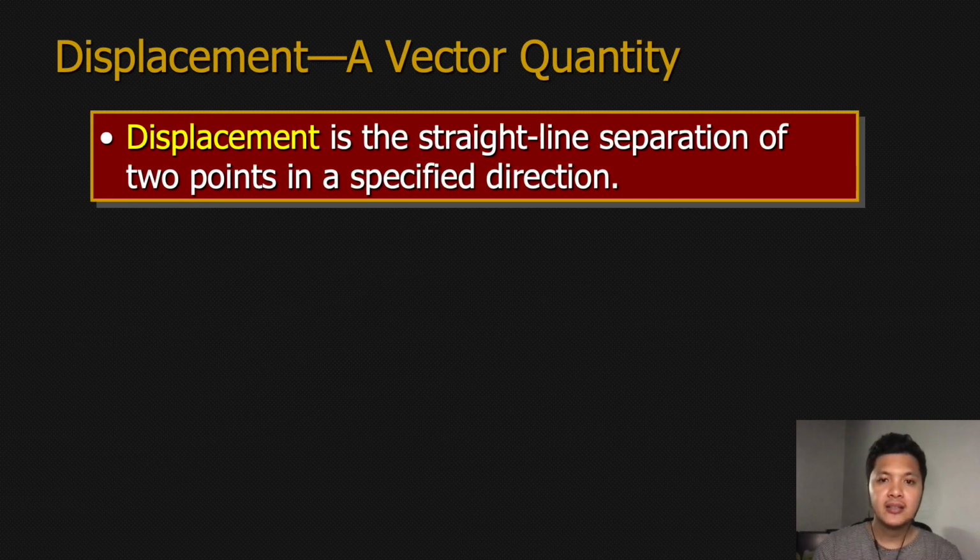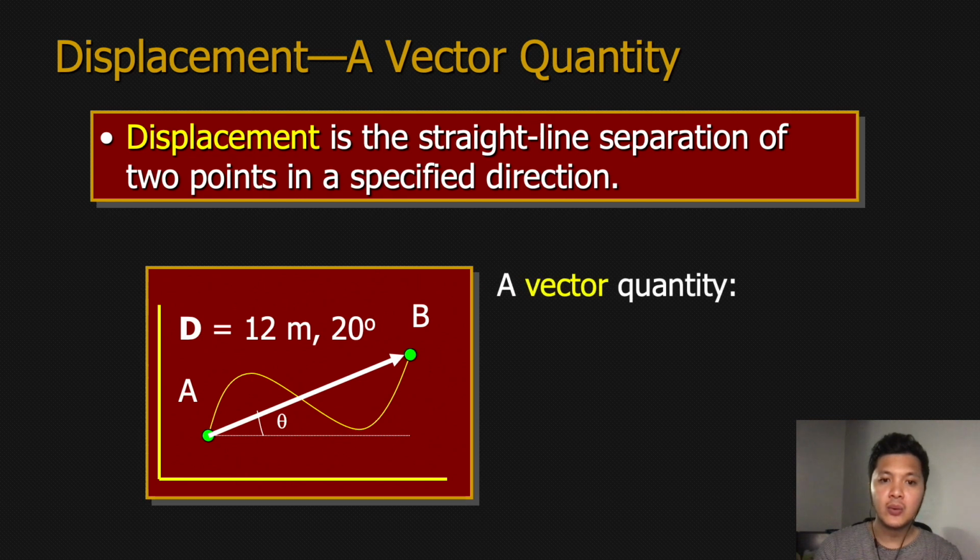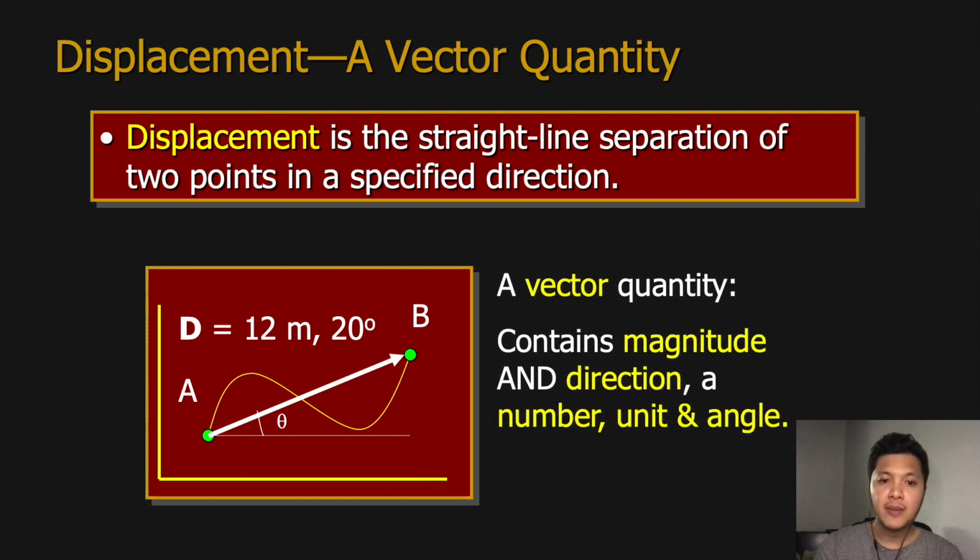On the other hand, a vector quantity is a quantity that contains a magnitude and direction. So of course, there is a number that represents the magnitude, the unit, and of course the angle that represents the direction of the vector. So this is an example of a vector quantity.